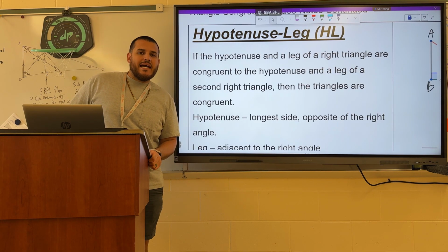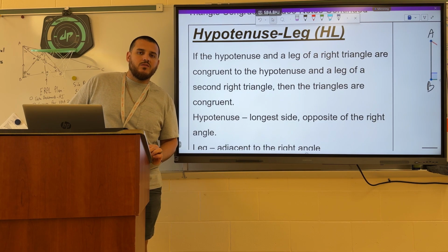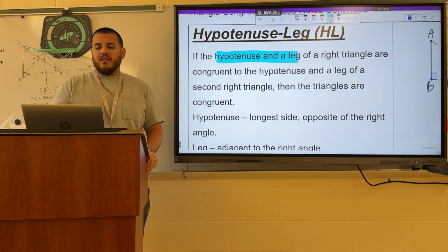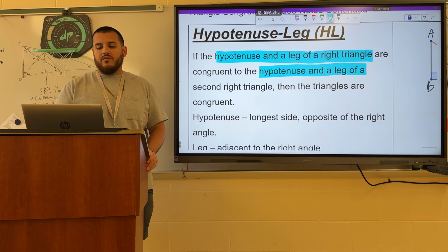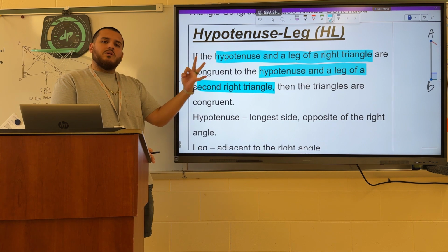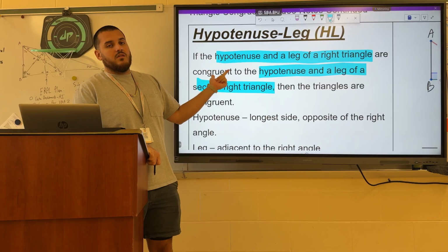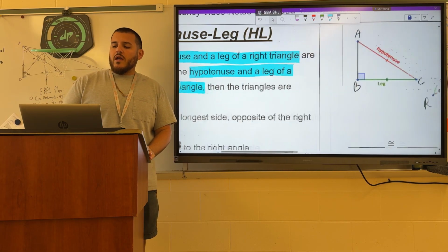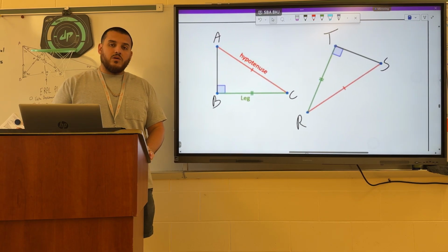This brings us to our last congruency theorem, our last shortcut here, which is the most unique one. It's the hypotenuse leg congruency theorem. This is when the hypotenuse and the leg of a right triangle are congruent to the hypotenuse and leg of a second right triangle. So even though there's two letters there, it's still three pieces of criteria. We need a right triangle, we need the hypotenuses to be congruent, and we need the legs to be congruent to each other.